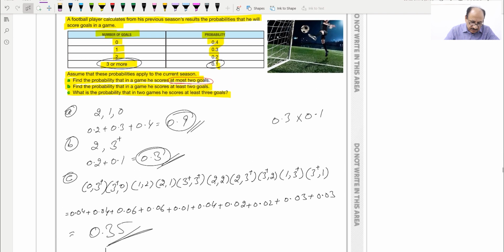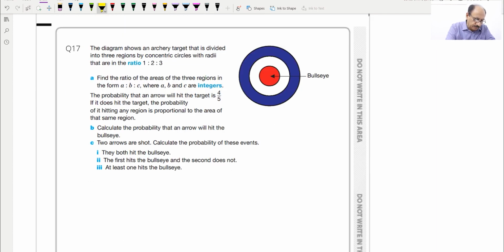So this was a little tricky question. Hopefully you understood this question. Question number 17. The diagram shows an archery target that is divided into 3 regions by concentric circles with radii that are in ratio 1, ratio 2, ratio 3. A part, find the ratio of areas of the 3 regions in the form A ratio B ratio C, where A, B, C are integers.